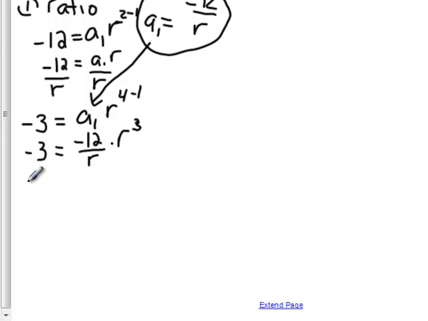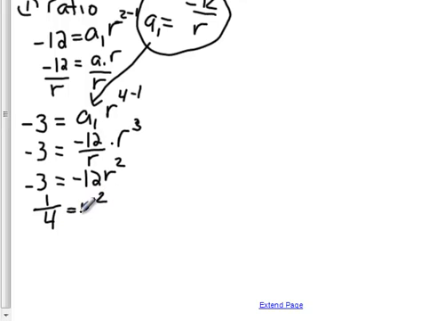So let's simplify further. So we get negative 3 equals negative 12. If I have 3 on top and 1 on the bottom, I am left with 2 on the top. Remember, we did this in the last chapter, solving for r's. So now, divide by negative 12. A negative and a negative gives me a positive. So I have positive 1/4 equals, I still have r squared over here.